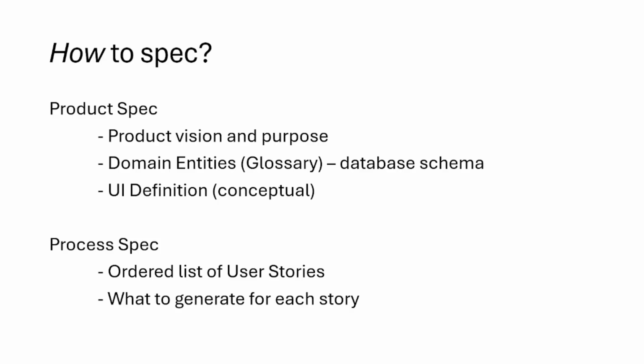The second also important part is the process. You have to have an ordered list of user stories, each with detailed acceptance criteria. You also have to say what AI needs to generate for each story. And it's not just generate the code or generate the tests. That is way too vague. You have to say what kind of test it needs to generate. You may also ask AI to give you ideas about alternative features that you didn't think about yourself.